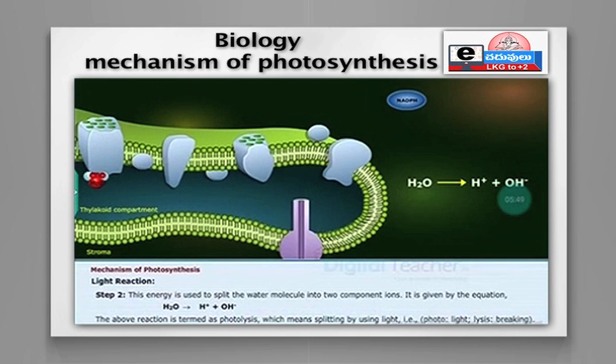In the first step, the reaction takes place in the grana, a group of thylakoids which contains quantosomes. In the plant, we can trap sunlight only with the help of quantosomes. Where the quantosomes are present, sunlight can be easily trapped. In step 1, the plant traps the sunlight. How do we trap it?